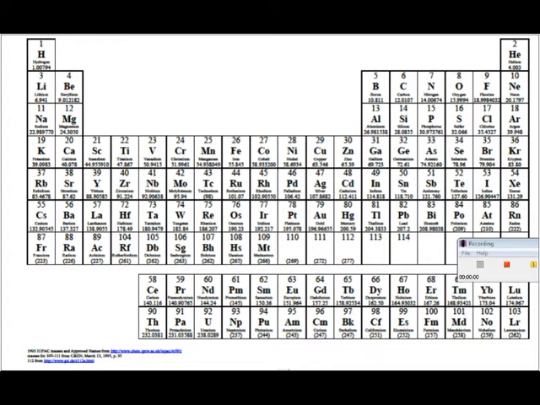A second way he organized it is by taking a look at, when something does react with a substance like oxygen, what is the formula that it forms? And then finally, a third way that he organized it was increasing atomic weight.